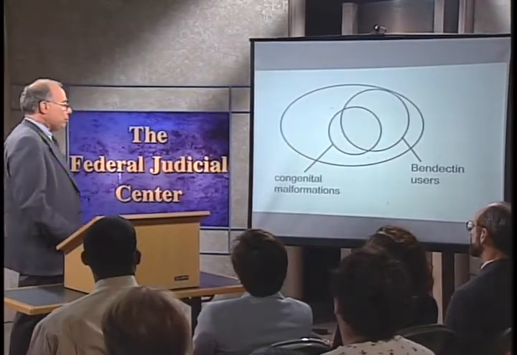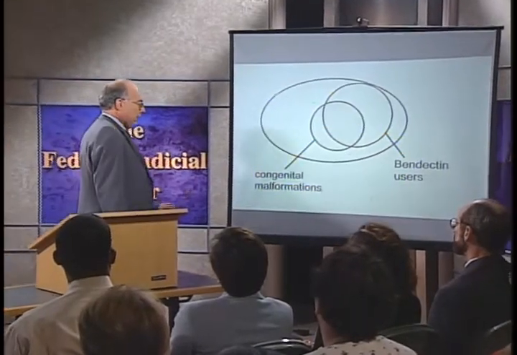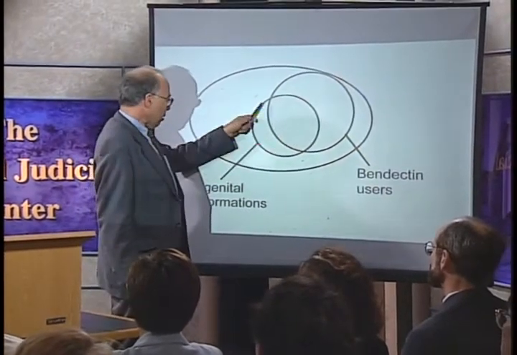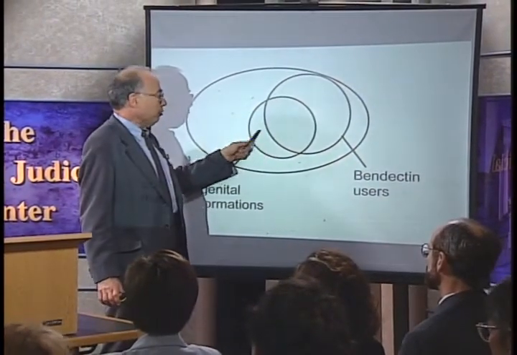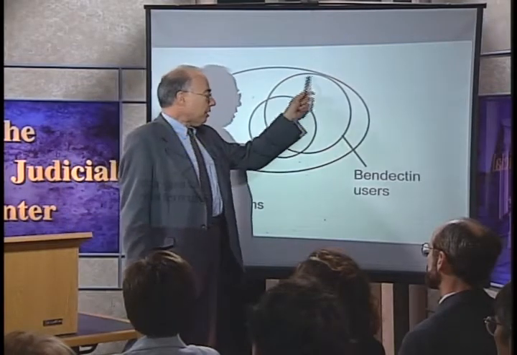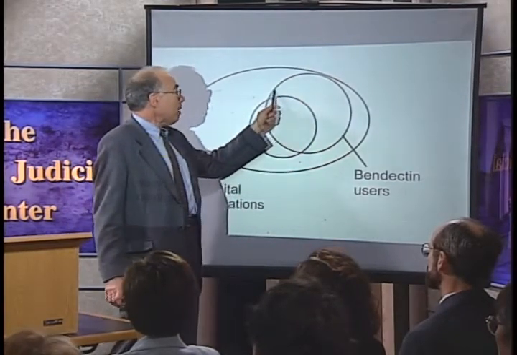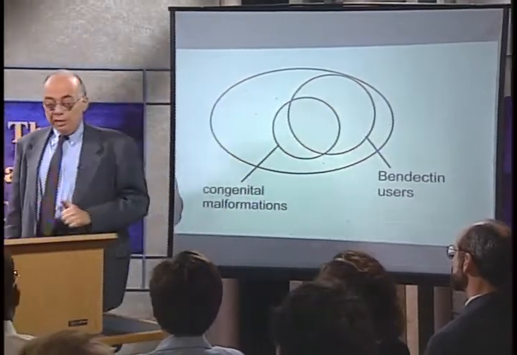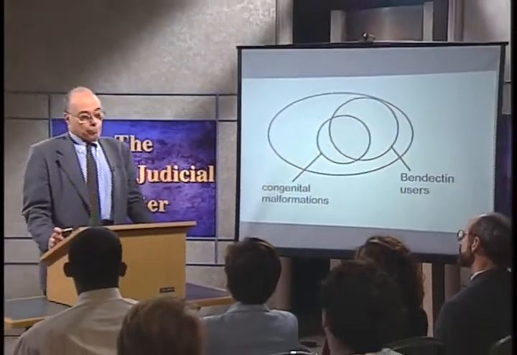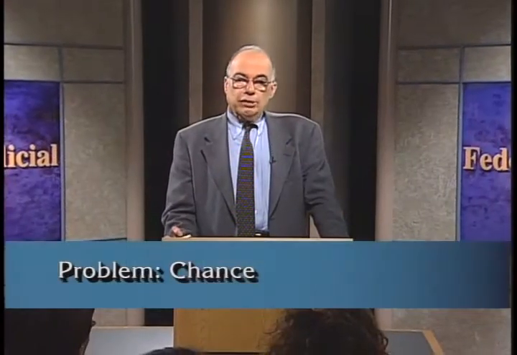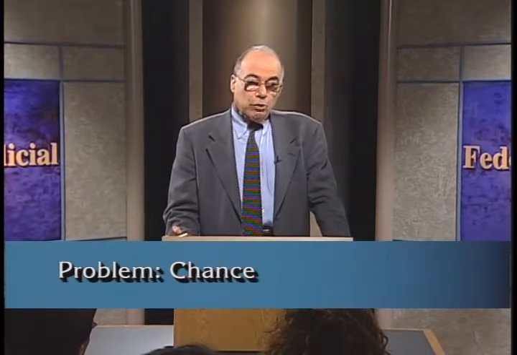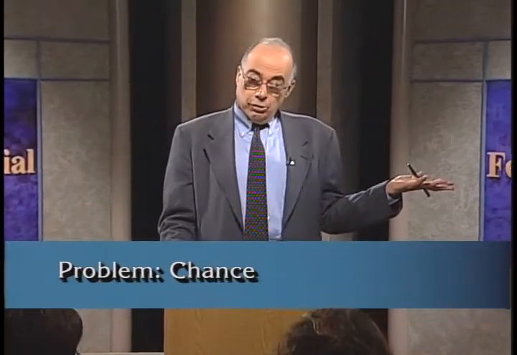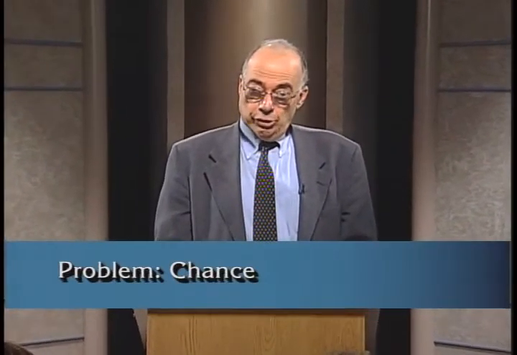What usually happens, however, is that we have a partial overlap of the two circles. There are women who have a child without malformations who didn't take Bendectin. Many Bendectin users never had an abnormality in their child. And yet there's an overlap area of women who took Bendectin and whose children had malformations. This overlap has taken place by chance, not because Bendectin caused the malformation, but just because you would expect with these two size circles that there would be some overlap between the two.